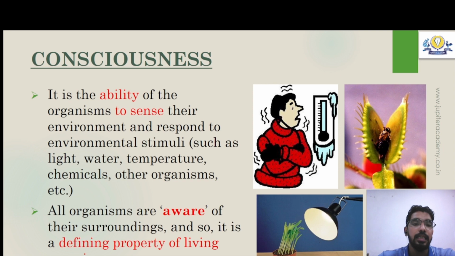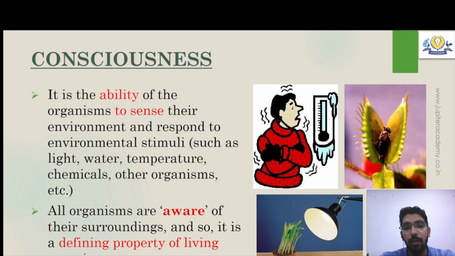So all organisms are aware of their surroundings, and so it is a defining property of living organisms. This awareness is seen in all the organisms. This response to stimulus can be fast or slow. As animals, we respond to stimulus fast. When you touch a hot pan or a hot vessel, you immediately withdraw your finger. Why do you do that? Because your response to stimulus is fast, as compared to plants.